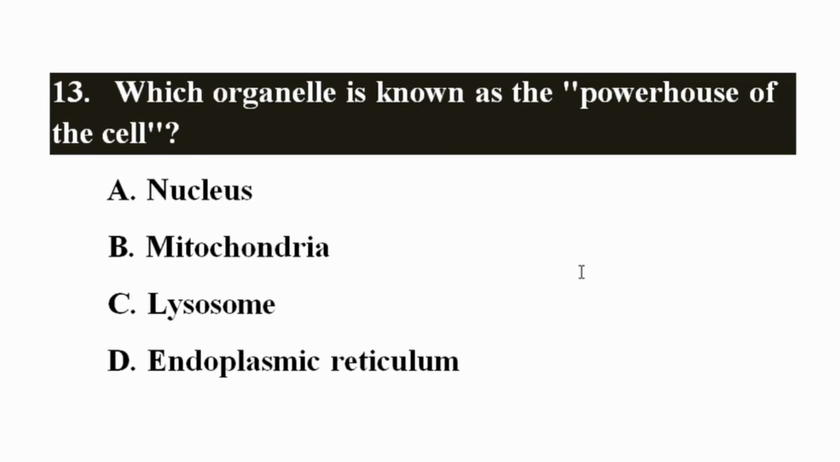Which organelle is known as the powerhouse of the cell? The right option is Beta, mitochondria. Mitochondria generate ATP, providing energy for the cell's activities.